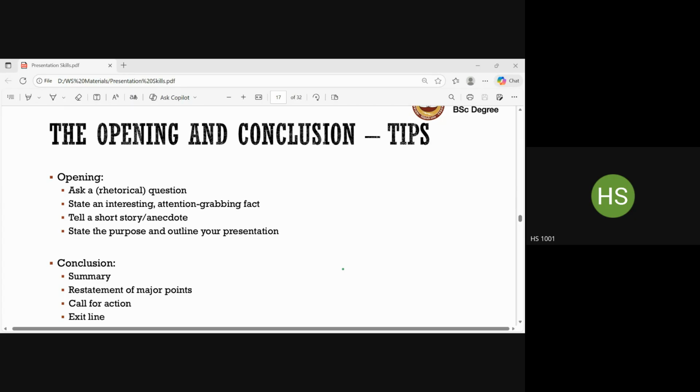Now we're going to look at how we can actually structure our oral presentation. Any presentation will have a beginning, a middle, and an end. An introduction, the body of the presentation, and a conclusion. Oftentimes, we are very well prepared with the body of the presentation. However, our introduction might be a little insufficient. Our conclusion might be a little too rushed.